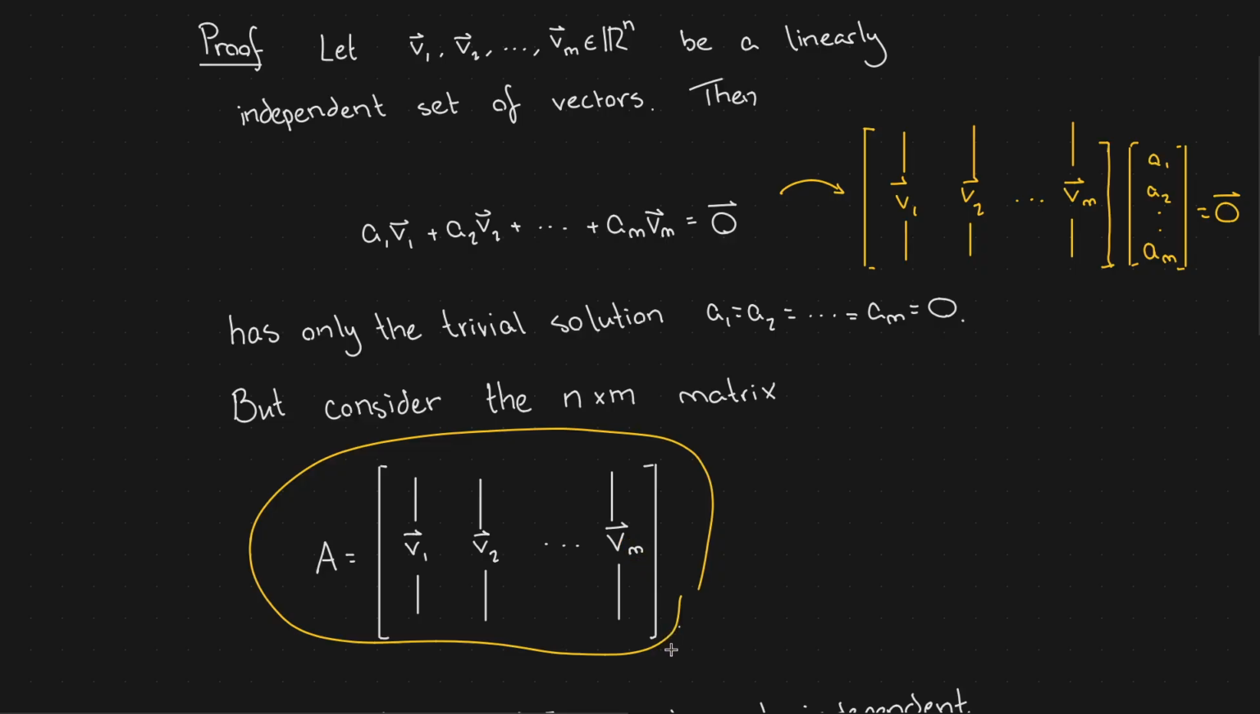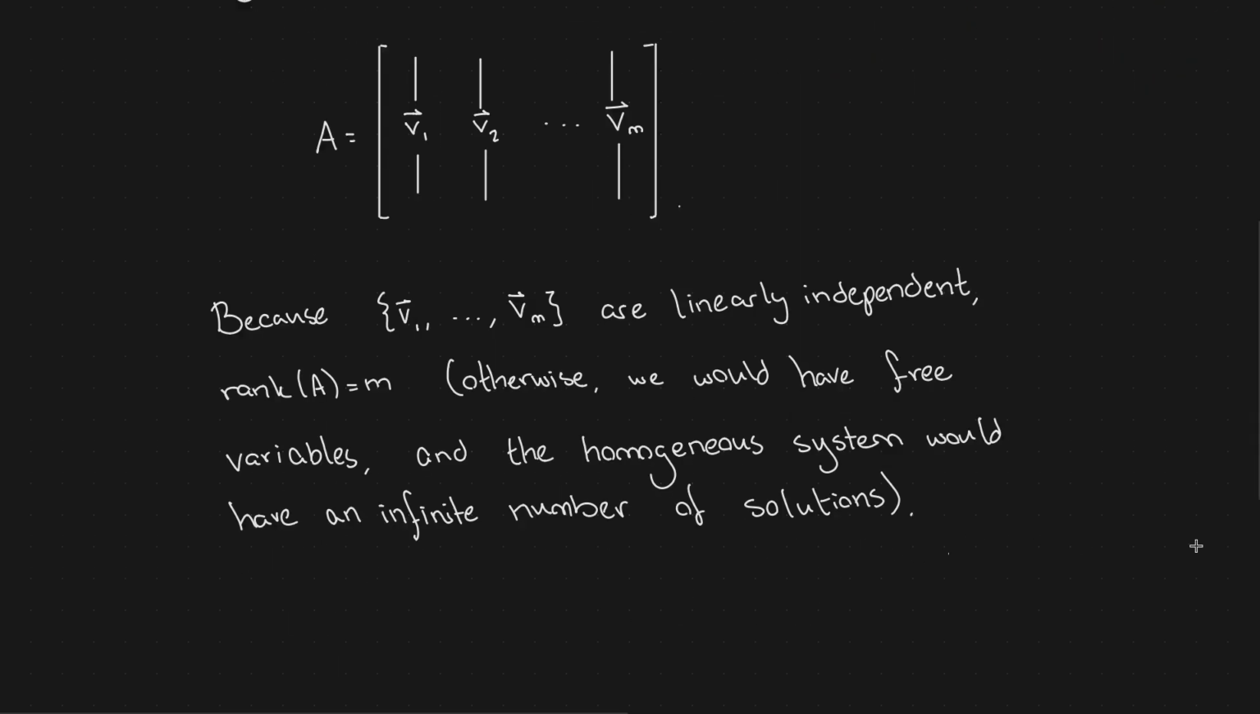Every column has to have a leading one, because if there's a column without a leading entry, then the variable corresponding to that column would be a free variable. And if we have a free variable, we have infinitely many solutions. And we just said we only have one solution, the trivial solution. Okay? So that's the argument we're putting forth. All right? So the rank must be m.